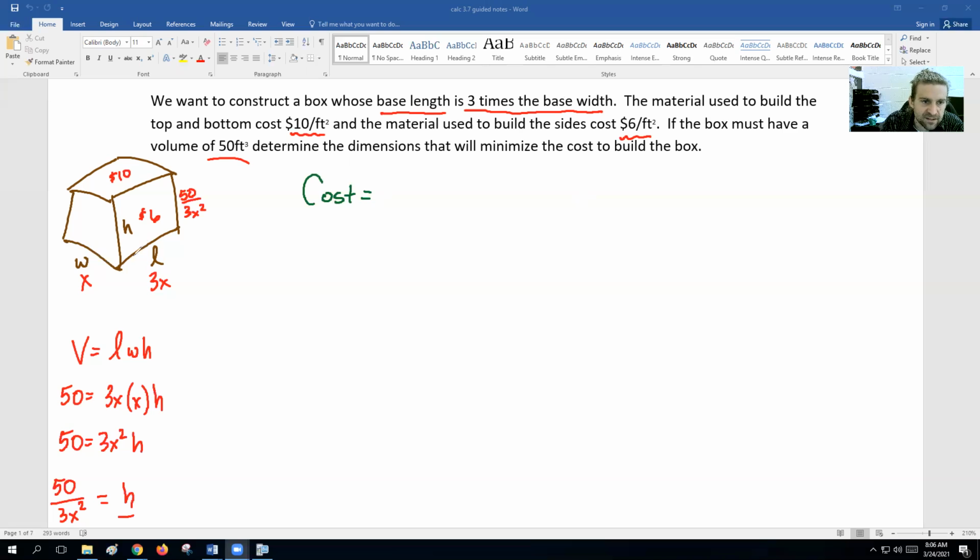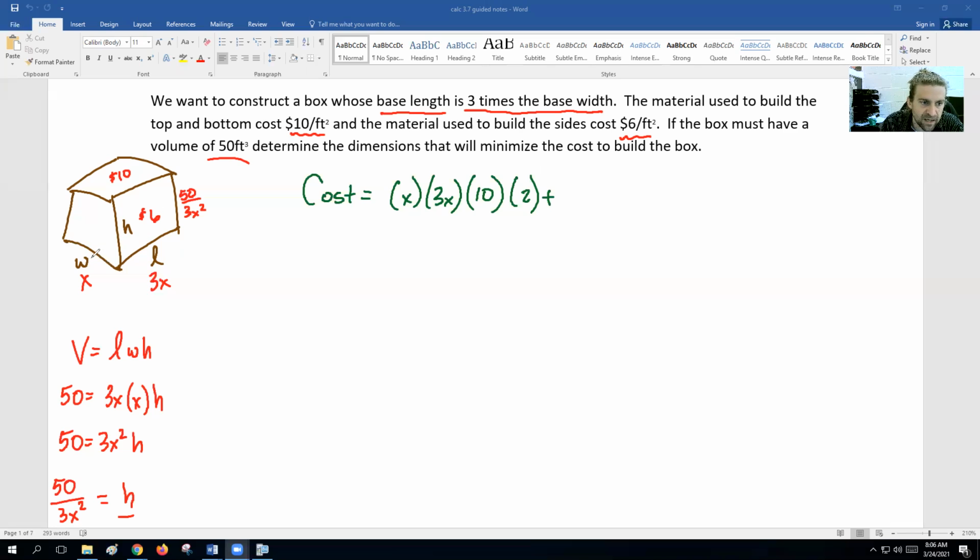So the cost of the box is all the areas of each side, added together. So let's talk about the top and bottom. The top is the width, which is x, times the length, which is 3x, and then times the cost of it, which would be $10. And so there's the top of the box. Now the bottom would be the same as the top, so we can times that by 2. Okay, so there's the cost of the top and bottom.